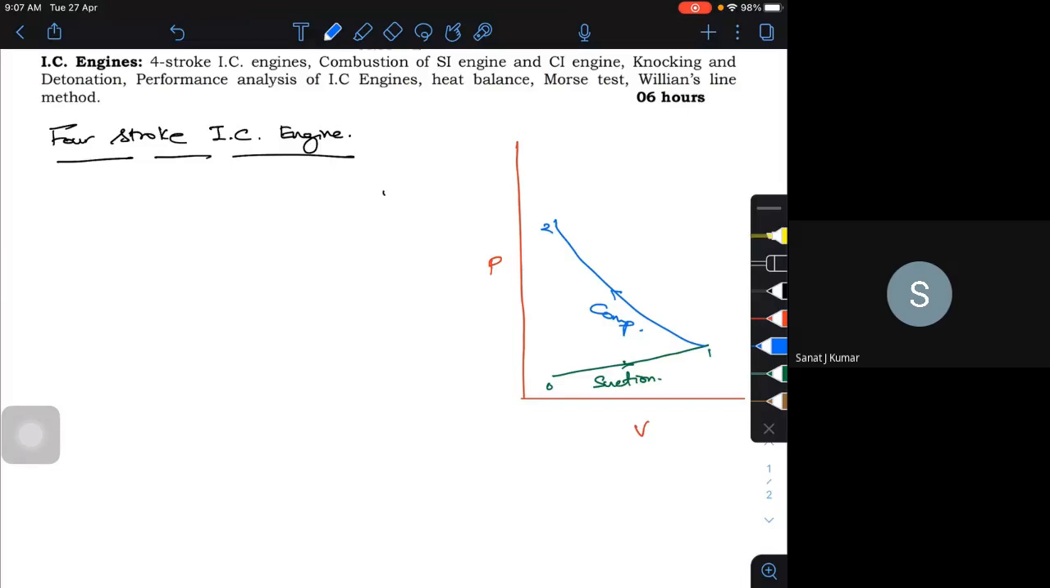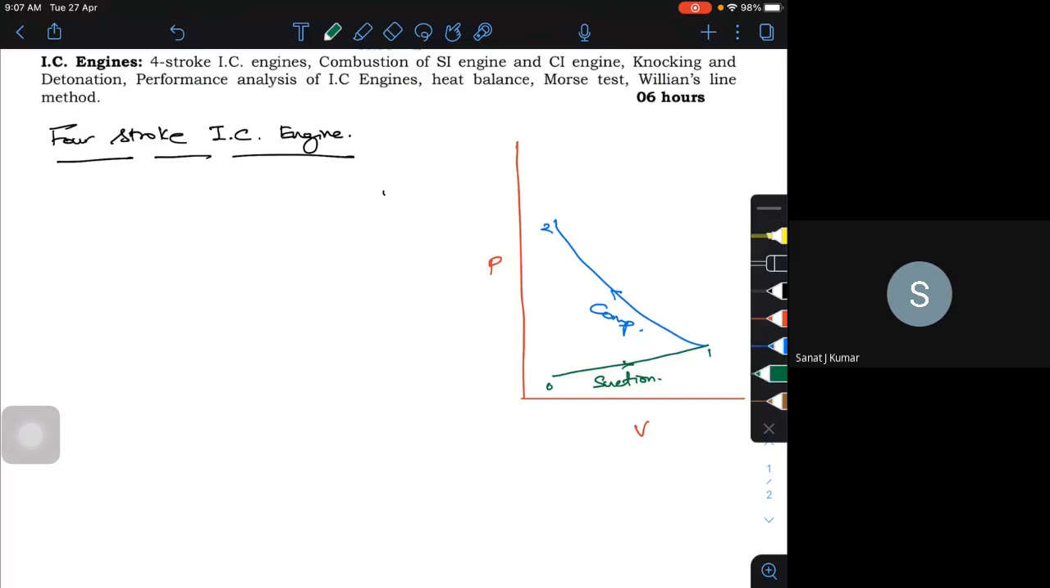Then at the end, at the exit of your compression process, I'm going to inject the fuel. So we'll call it the injection of the fuel. Diesel is sprayed. So when the diesel is sprayed, what will happen? The temperature at the end of the compression is sufficient to ignite the fuel. I will have the combustion process.